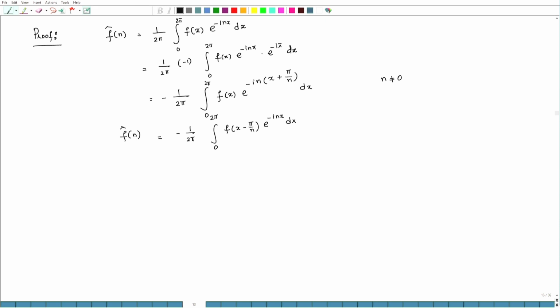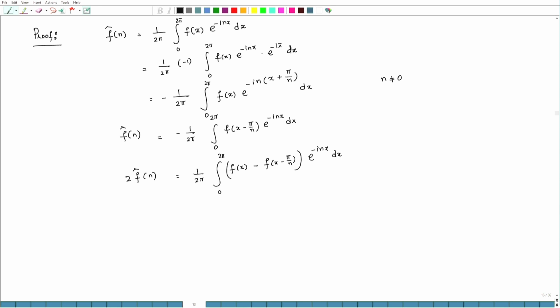Now, if I add these two, then I am going to get 2 f hat of n, which is equal to 1 by 2 pi integral 0 to 2 pi of f of x minus f of x minus pi by n, times e to the power minus i n x dx.